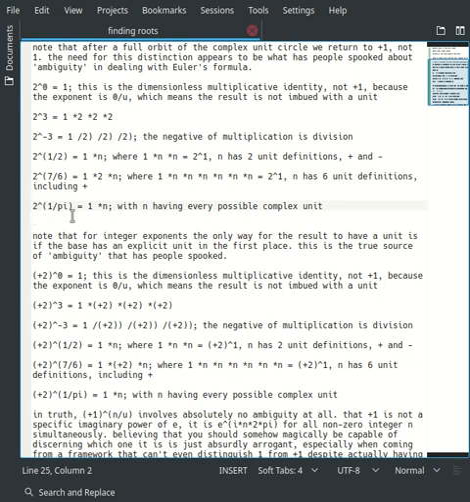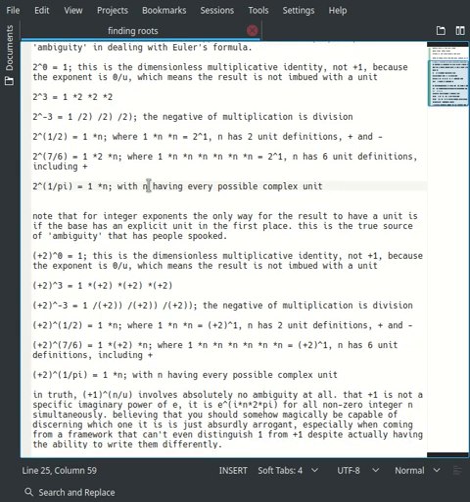Two to the 1 on pi yields 1 times n, with n having every possible complex unit. This is important. I'm pretty sure this is completely missing from everyone's account up to this point, but it's true. There's an infinite number of solutions here. The magnitude you can find with a calculator, but all of the possible solutions you cannot.